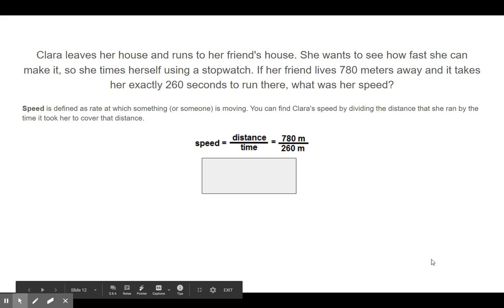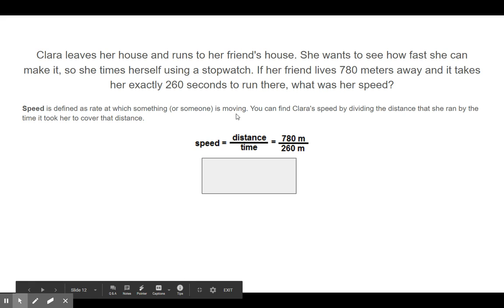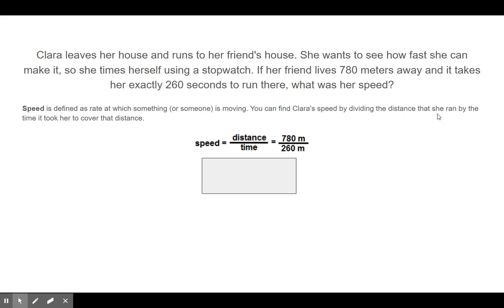Clara leaves her house and runs to her friend's house. She wants to see how fast she can make it, so she times herself using a stopwatch. If her friend lives 780 meters away and it takes her exactly 260 seconds to run there, what was her speed? Speed is defined as the rate at which something or someone is moving. You can find Clara's speed by dividing the distance that she ran by the time. This distance over time is going to tell us the speed.